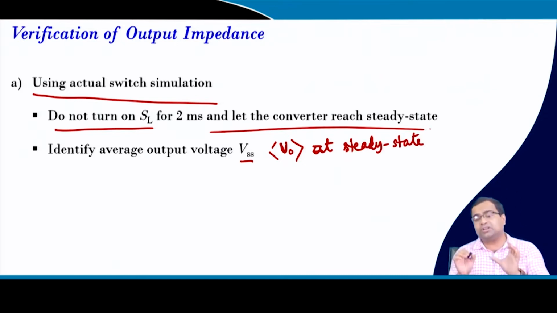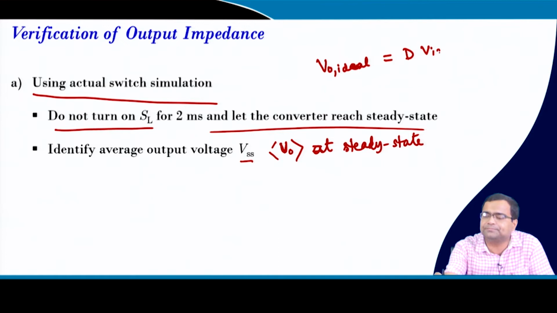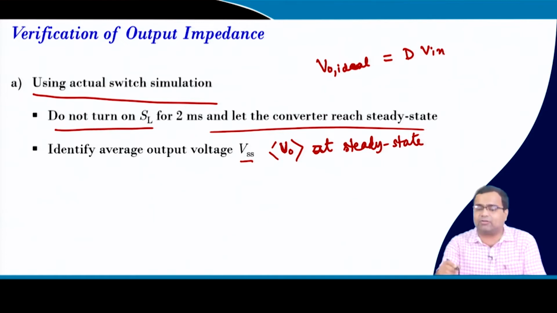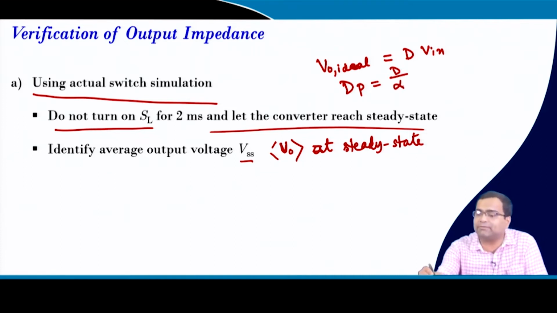Now, the question is whether we should measure this in case of open loop, because it is a practical converter. We have discussed that the output voltage for an ideal converter will be simply D into V in. But in case of a practical converter, our D practical is nothing but D by alpha. What is alpha? Alpha is R plus R equivalent by R, right.